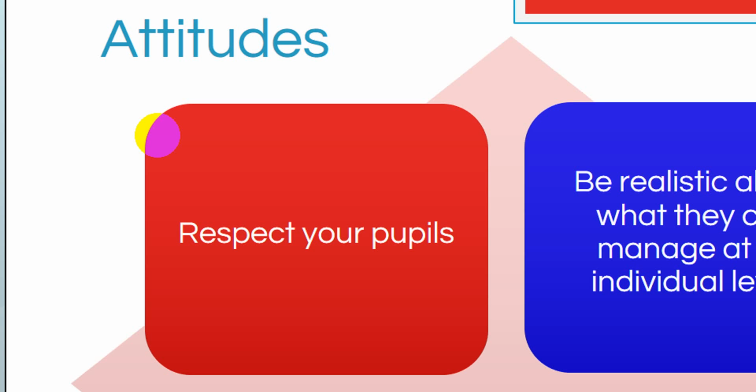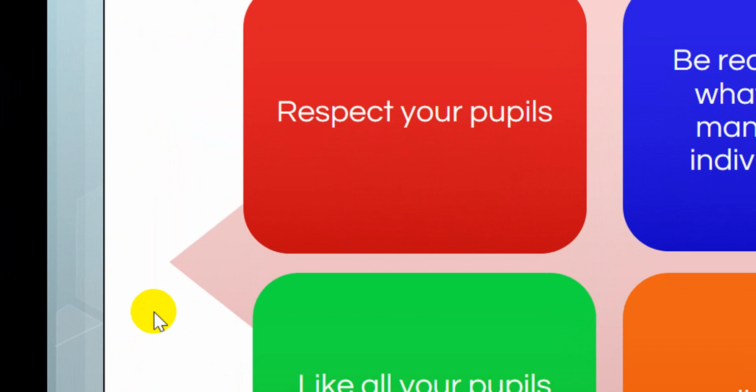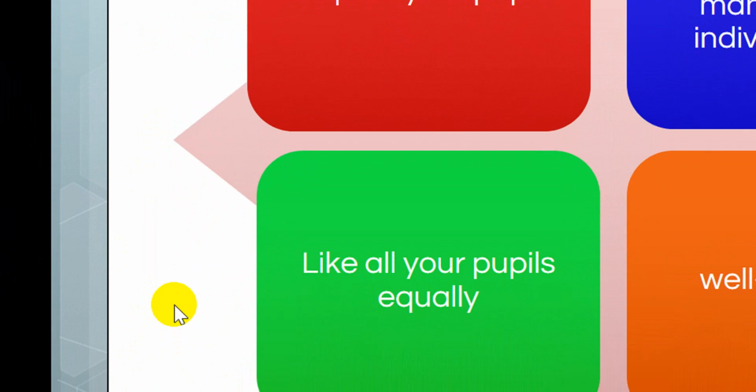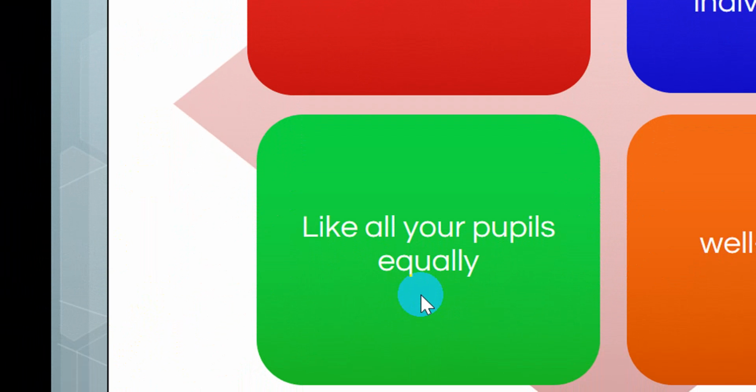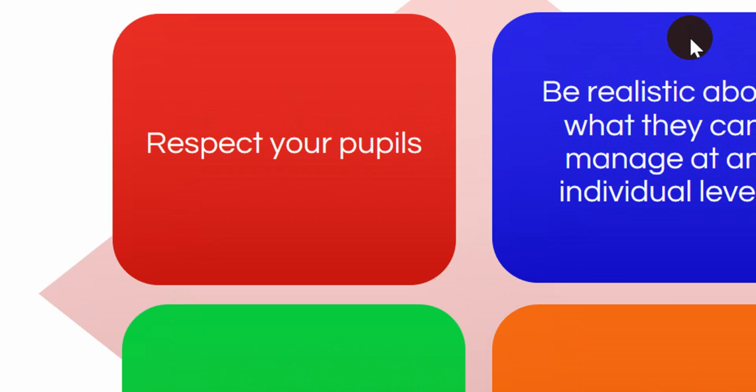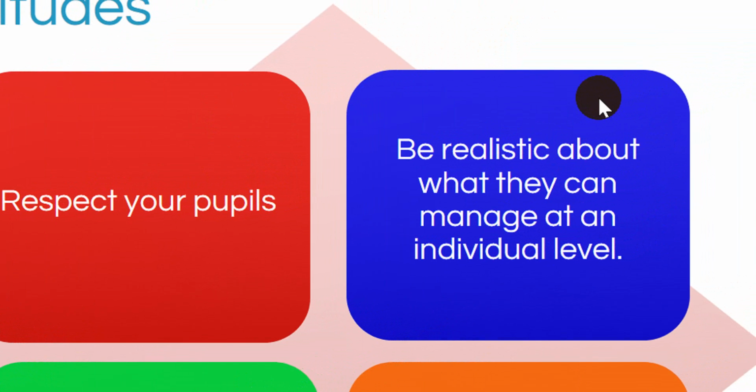Okay, and they have their own act, but you have to be able to respect them. That's why you have to be able to like them equally. How? Be realistic about what they can manage at an individual level. Not all students are ideal students, so be realistic about that.